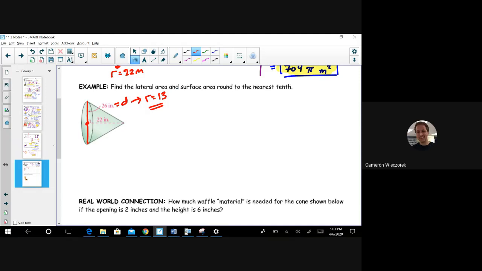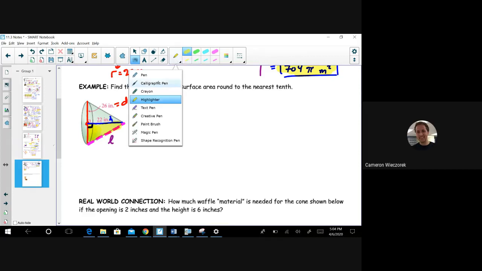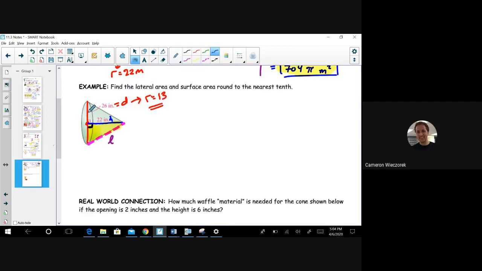And they give me the height of the cone. Here's H. This forms a right angle. It's perpendicular to the circle on the bottom. I need the slant height. So there's the pink piece that I need. Call it L. Pythagorean theorem comes in again to save the day. These two pieces are radii, so they're each 13.